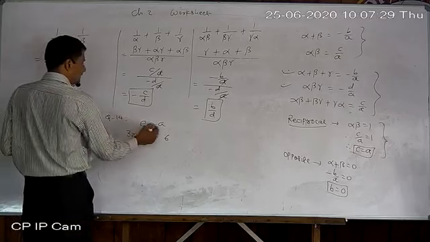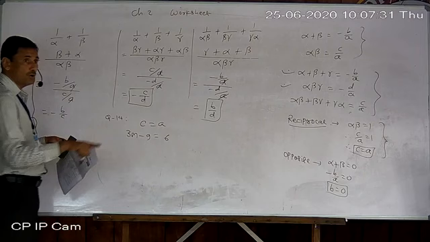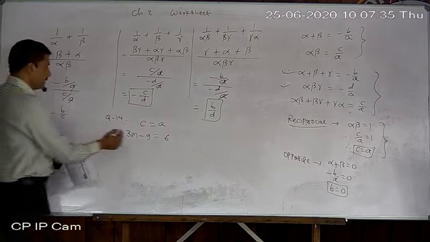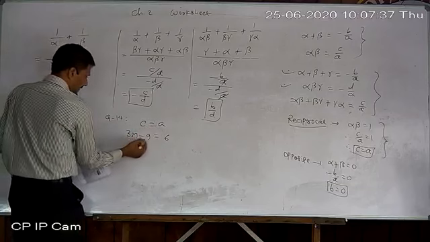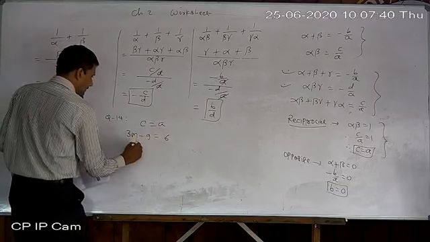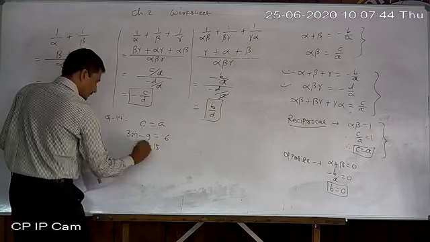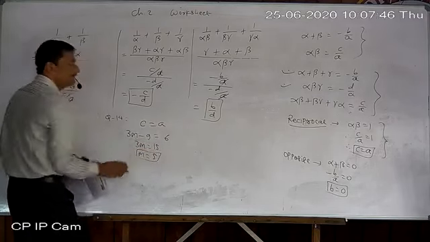Why have I written C equal to A? Because they have given that the zeros are reciprocal. So C equal to A, I have written both values. So 3m equal to 15. So m equals 15 upon 3, which is 5.